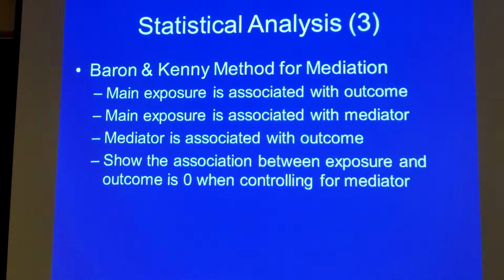So I used the Baron and Kenny method for mediation. In order for there to be mediation, these are the criteria that you have to meet. So main exposure has to be associated with the outcome. The main exposure has to be associated with the mediator, and then the mediator has to be associated with the outcome. Then you put them all together, and the association between the main exposure and the outcome should be attenuated or go down to 0. It should be null.